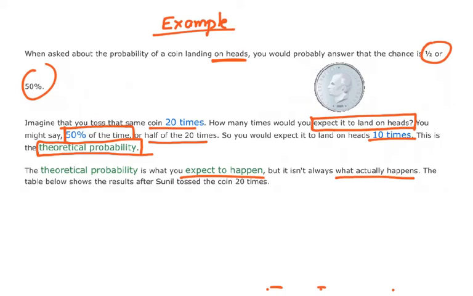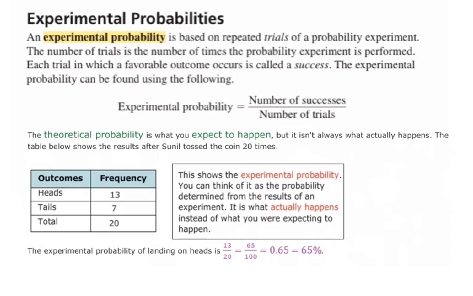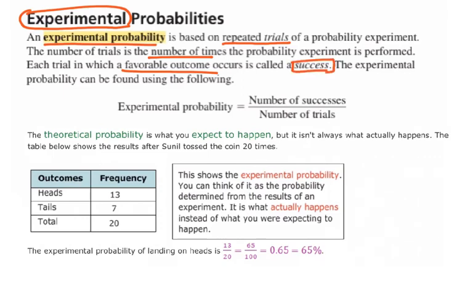Before the next example, we're going to discuss the experimental probability, and then we refer back to the same example. Experimental probability, what is it? It is based on repeated trials. So if you talk about experimental probability, you will see some experiment. You do the trials and then you find the probability of an experiment. It's repeated a number of times, and then you find how many times the favorable outcome occurs, and that's called success. Success means how many times you're seeing that thing happening.